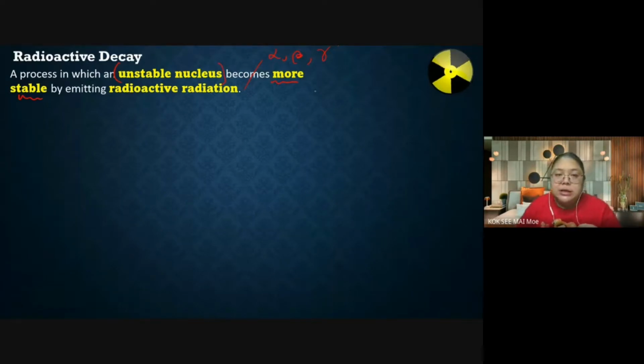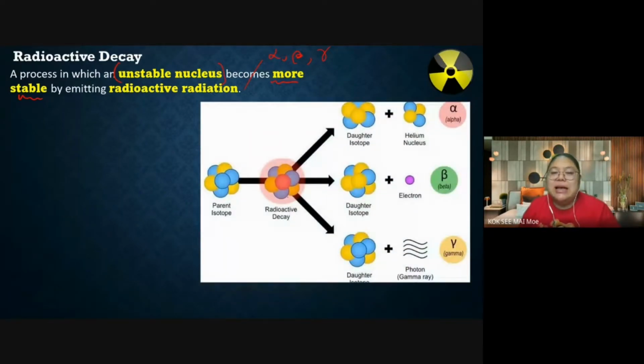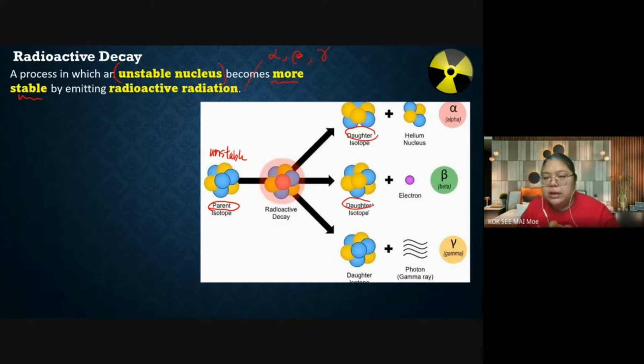So now we're going to see the next one. This is an example diagram. This one is unstable. We call it an unstable nucleus, normally called the parent. The parent is unstable, so after that it will do the radioactive decay. When it decays, it will produce the daughter isotope. After that, radiation will come out. Sometimes it's alpha, sometimes it's beta, sometimes it's gamma. So we need to learn the three, and after learning the three, I will mix them. Then we do some calculations.